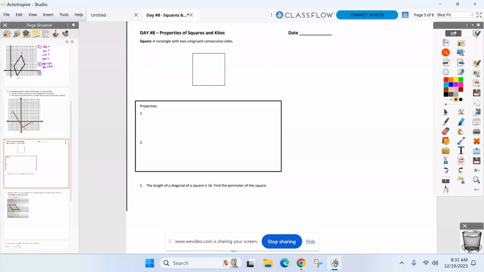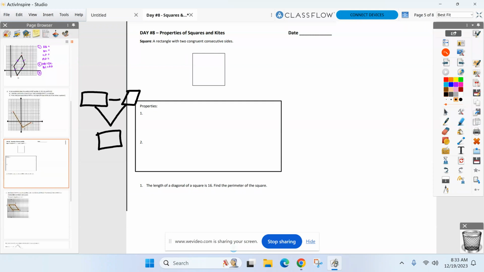There's not much I have to tell you. If you remember when we did, I had the family tree up here, right? You had the rectangle, and then you had the rhombus, and then what came off both of them was what I refer to as the golden child, the square.